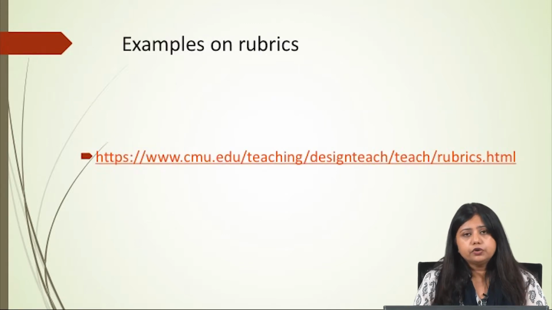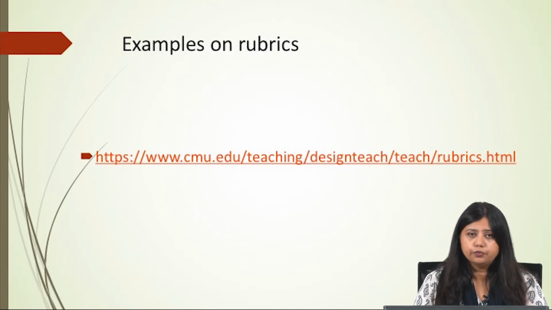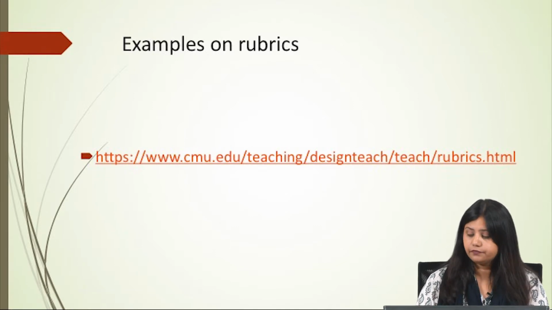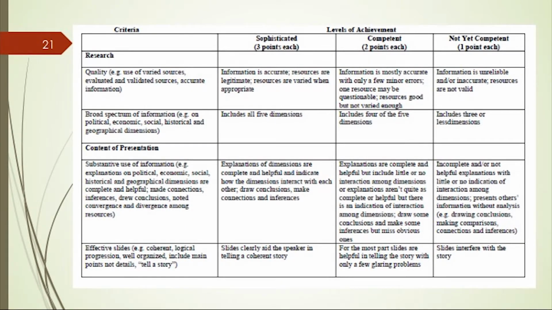I am going to go through one of the examples used, or rather it's an open website from Carnegie Mellon University, and I'm going to use that to show what a rubric looks like. I'll show you the different criteria, the different levels, and how the weightage has been distributed. So if we look here, this is about an oral presentation.